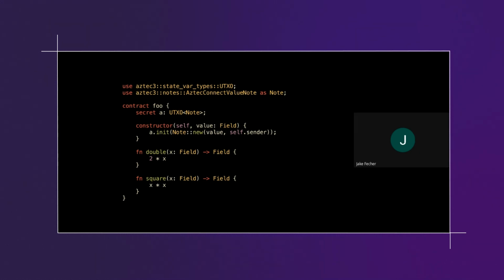Now we can actually use it. Let's change our square function into a multiply function, multiplying with our global. And this only reads the value, it does not write it. So to read it, we can call a.get, which gets the note out of the UTXO, and then .value gets the field out of that note. And then we just multiply that field value with the x value we were passed in.